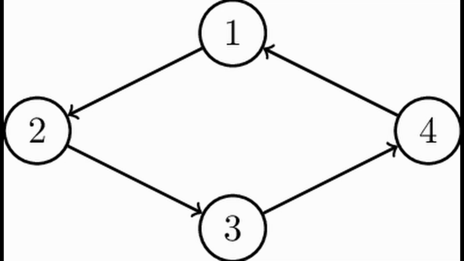This is a cyclic graph. We can get back to 1 by going 1, 2, 3, 4, 1. Simple. If this was acyclic though, 4 would connect to nothing or another node that wasn't 1, 2, or 3.